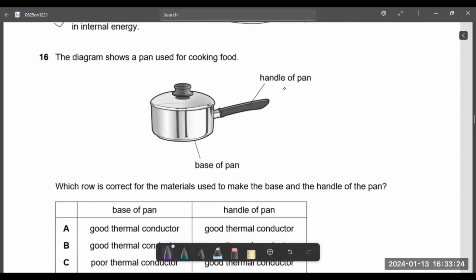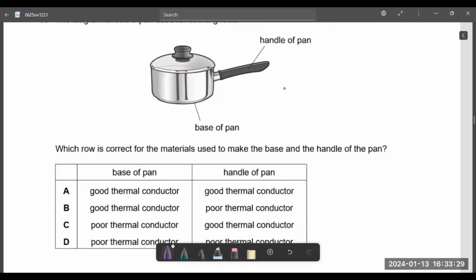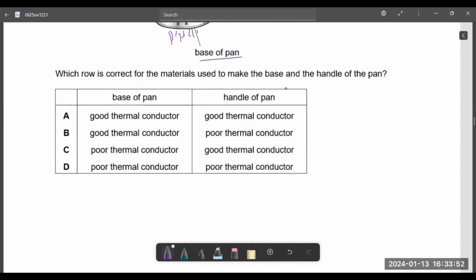Next, the diagram shows a pan used for cooking. Which row is correct? Here they are shown the handle of the pan and base of the pan. So base of the pan that is used for heating should be a good thermal conductor. This is the part where we are touching, so it should be a poor thermal conductor. So here the right choice is B. Base of the pan is good thermal conductor. Handle should be poor thermal conductor.